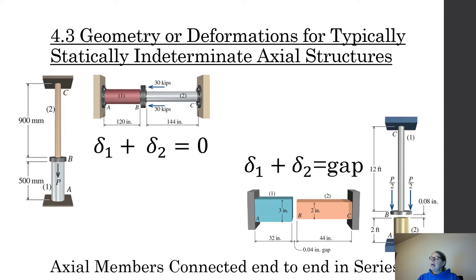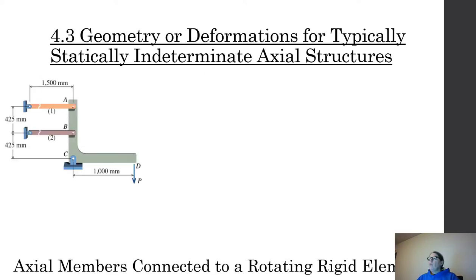And same with the heating. If I heat up the picture that's flat, at some point they're going to be pushing on each other. So the change in 1 plus the change in 2 equals the gap. And that's going to be the force in 1, length of 1, A of 1, E of 1, plus force of 2, A of 2, and so on. What about if we have something that looks like this?